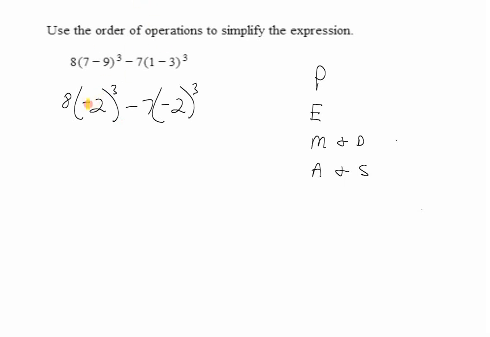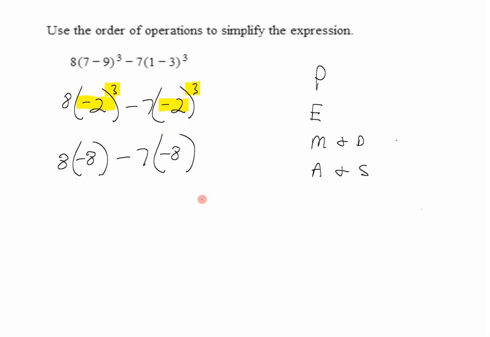We have, first of all, negative 2 cubed, and again a negative 2 cubed here. So they're the same, but we have to do them one at a time. So we're going to do 8, and I'm going to leave the parentheses there just to indicate this is still going to be multiplication. Negative 2 times negative 2 times negative 2 would be a negative 8. Minus 7 times, same thing here, negative 2 cubed is a negative 8.